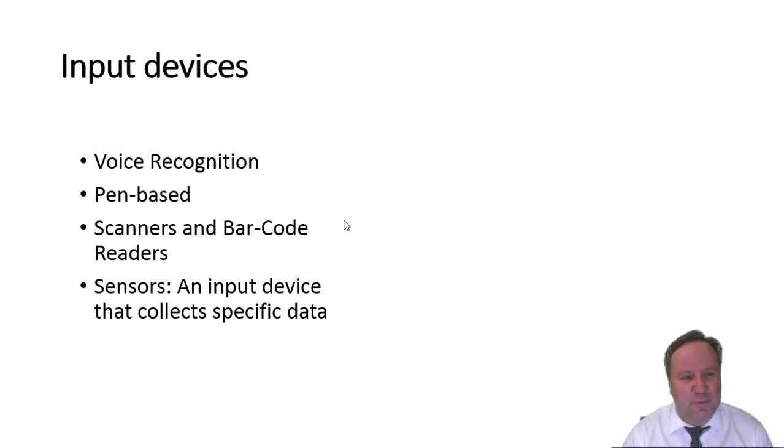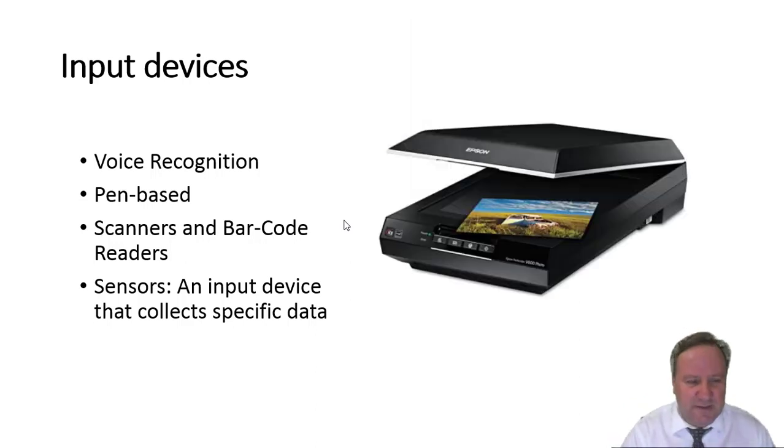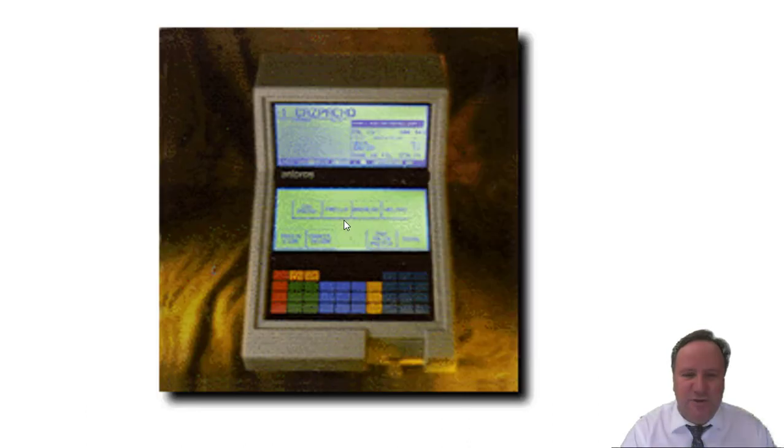There are some other input devices such as voice recognition, pen-based systems where you can write things, scanners and barcode readers, and sensors. I'm going to show you some examples.